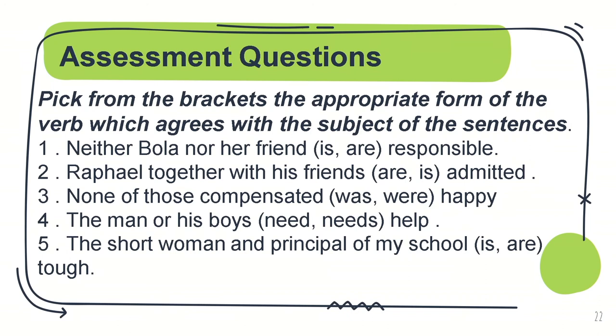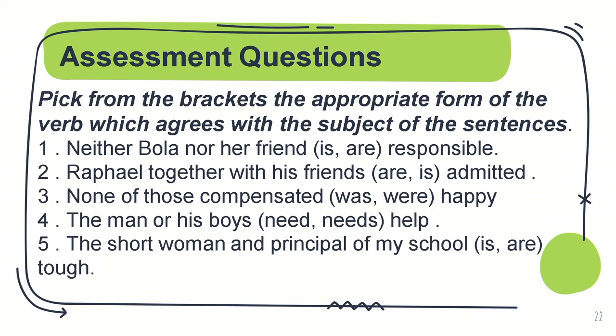Rafael, together with his friends, are or is admitted. Yes, when we use together with a singular subject, we said it should take a singular verb. So our answer is still is. Rafael, together with his friends, is admitted.